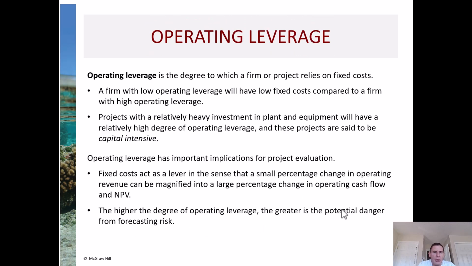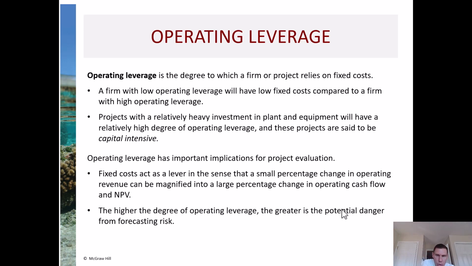Okay, another term I wanted to make sure we cover just real quick, operating leverage. So think of operating leverage as the degree to which a firm or project relies on fixed costs. So a firm with low operating leverage will have low fixed costs compared to a firm with high operating leverage. Projects with a relatively heavy investment in plant and equipment will typically have a high degree of operating leverage, and these projects are said to be capital intensive. That's a fancy way of saying they take a lot of money.